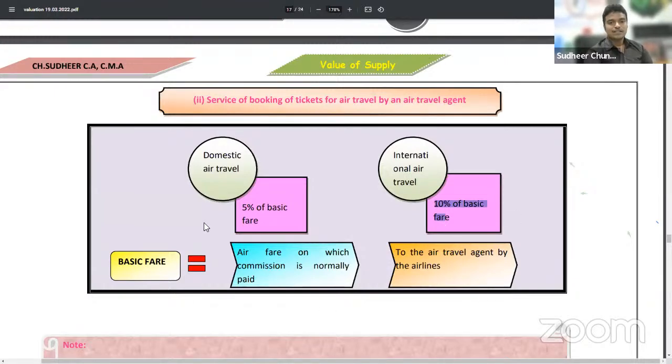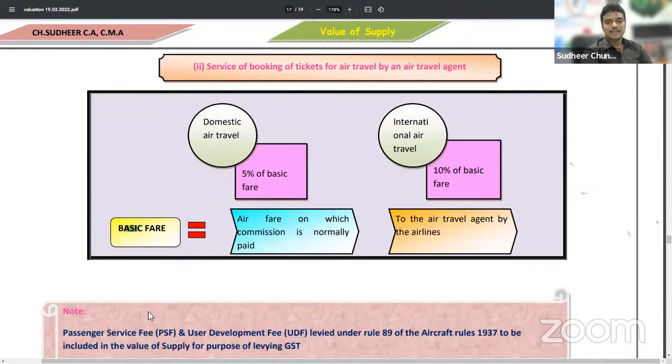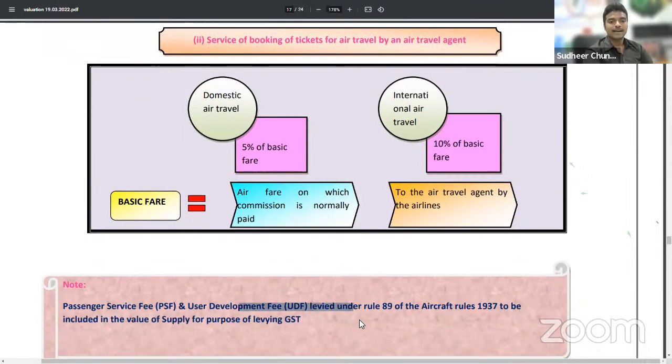So the air travel agent pays on basic fare. Basic fare means nothing but, as I have given you clearly, airfare on which commission is not normally paid. That is called basic fare. In this basic fare, whether passenger service fee and user development fee should be included.